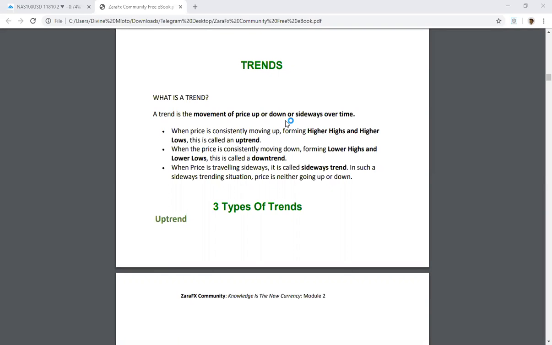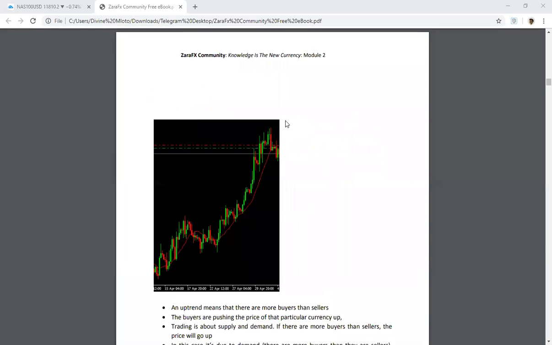And then a downtrend is when price is going down, where price is making lower highs and lower lows. And the sideways trend, it's making neither. It's moving sideways, meaning it's making the same highs and the same lows all the time. So this is how an upward trend would look. Higher highs, right? And higher lows. This is exactly how it would look.